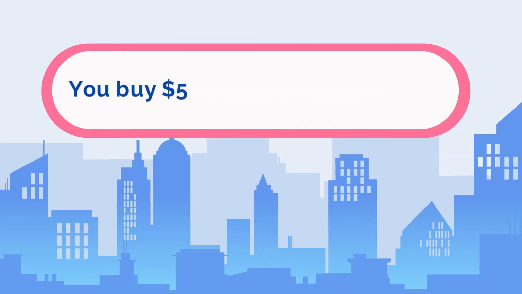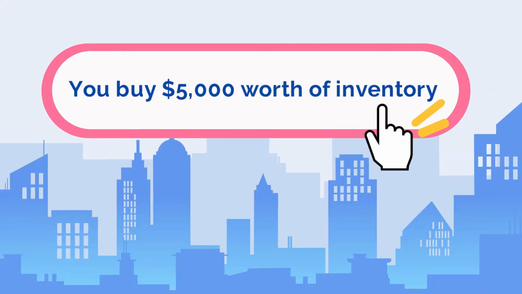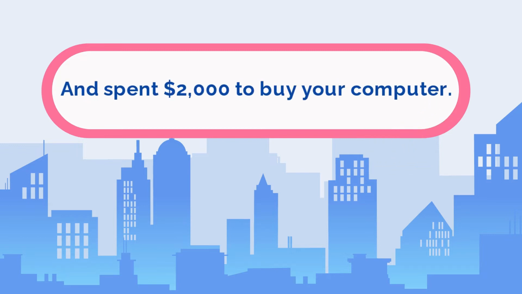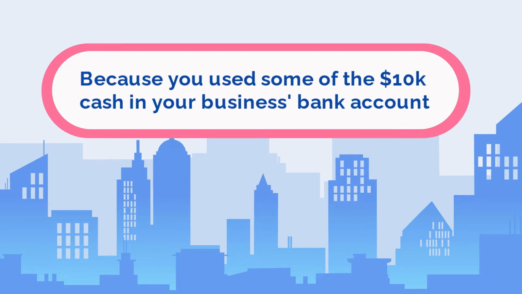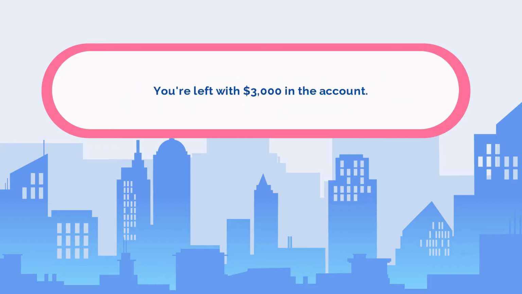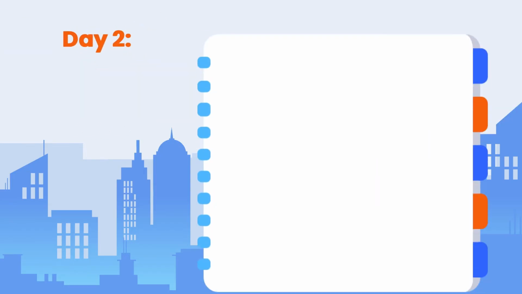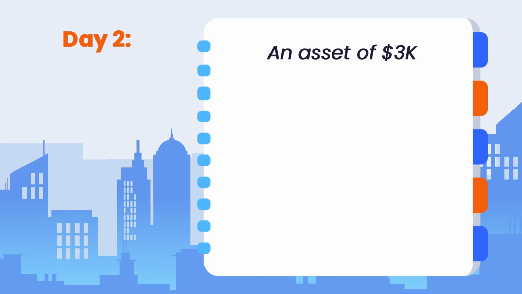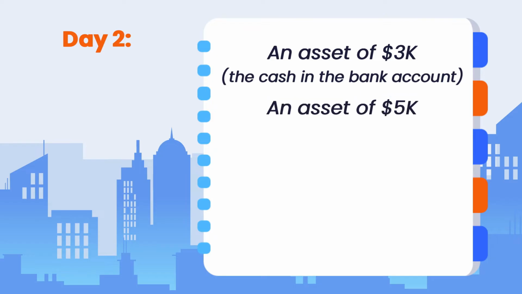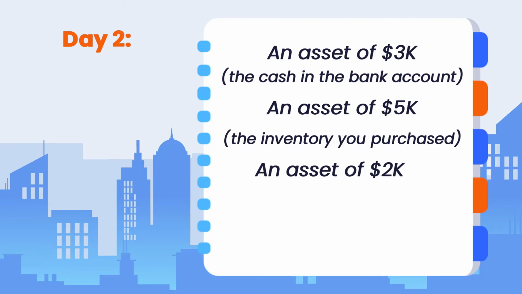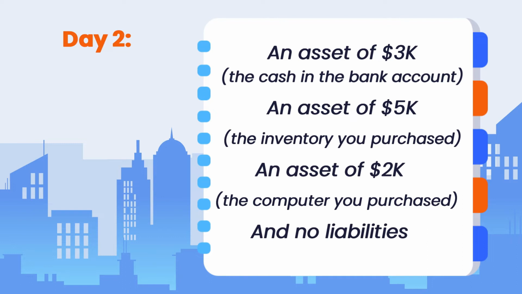Let's say that the very next day you purchased $5,000 worth of inventory and spent $2,000 to buy your computer. Because you used some of the $10,000 cash in the business bank account for these purchases, you're left with $3,000 in the account. So, on day two, you have an asset of $3,000, which is the cash remaining in the business bank account, an asset of $5,000, which is the inventory you purchased, and an asset of $2,000, which is the computer you purchased, and no liabilities.